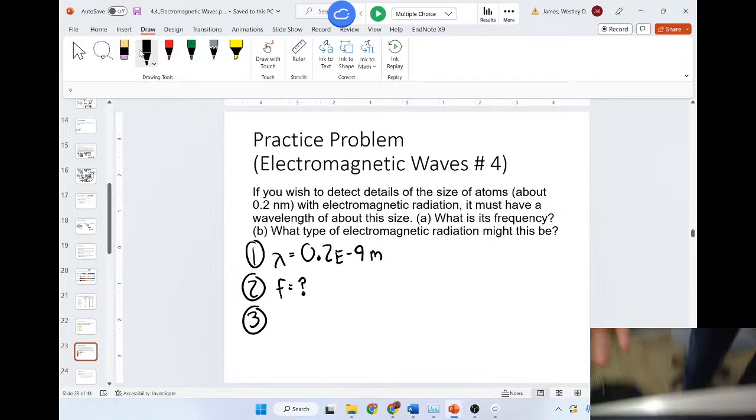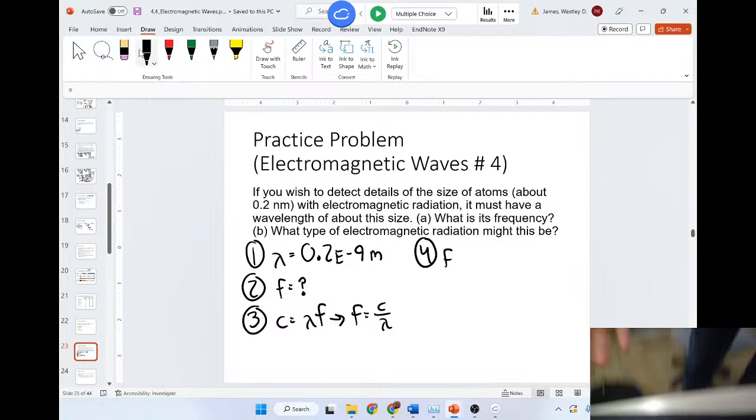What equation are we going to use? I'll give you all a few seconds to think. I've only given you one variable in this problem. If you have a guess for it, go for it. Yeah, c equals lambda f. We're going to solve for frequency here. We know c. And so now it's just plug and chug.